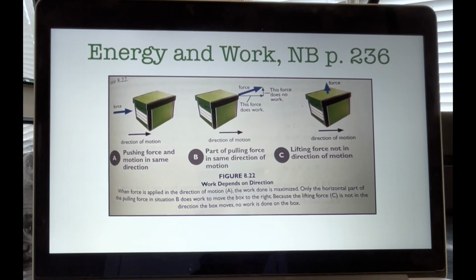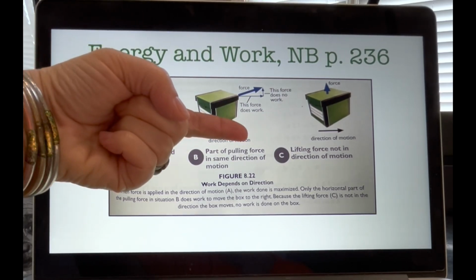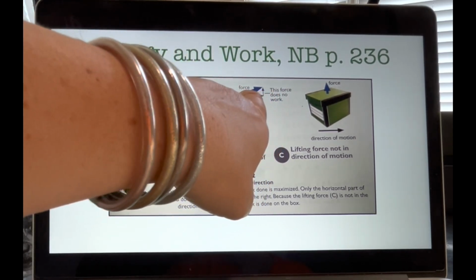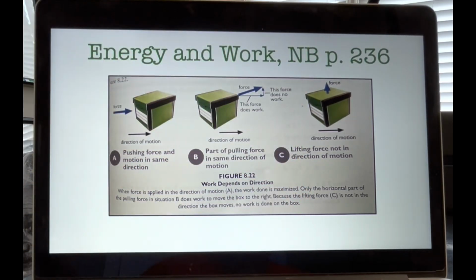Okay, now let's read a little bit about this. Notice in situation B of figure 8.22 that work can be done even if only a part of the force is acting in the direction of motion. It will be a smaller amount of work because the part of the force that is acting in the same direction as the box is moving is smaller than if you pushed the box, like in A. So although the box is moving, only part of the force is propelling it in that direction. Part of the force is going up.